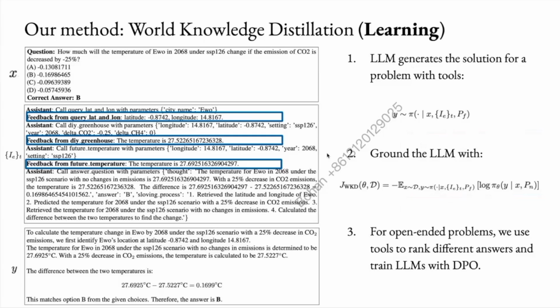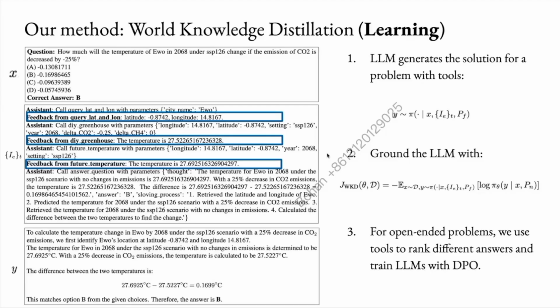First, the large language model generates a solution by interacting with the tools. As you can see in the example, the X denotes the question and the I denotes the information gathered from the tool using traces. The model asks for the longitude and latitude of the place and uses them along with other parameters to make some simulations and get the final result. Finally, it will use the gathered information to generate a solution that is Y.